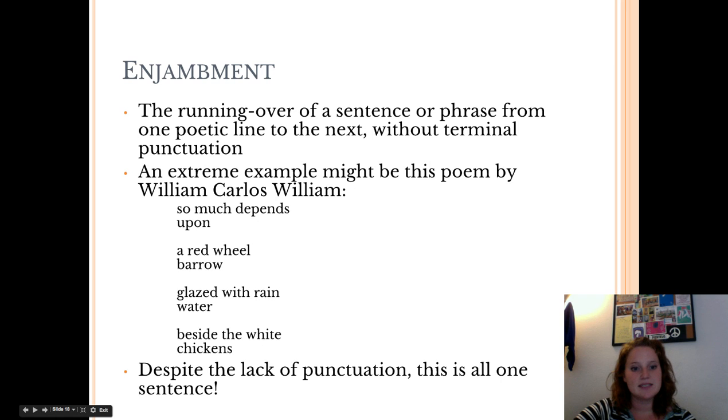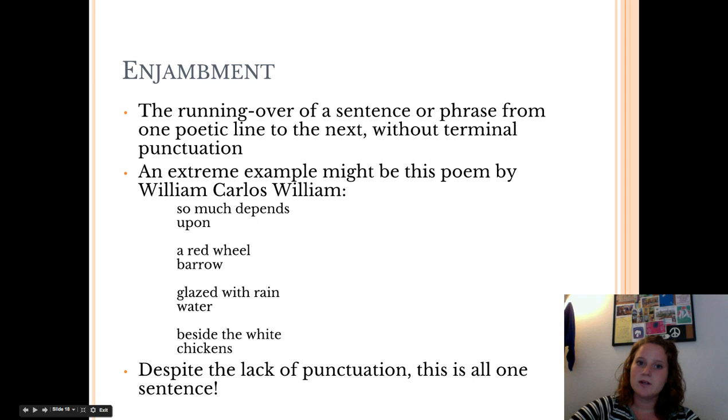"So much depends upon a red wheelbarrow glazed with rainwater beside the white chickens." When we read this whole poem, it's actually just all one complete sentence. And we read it that way. We read it like you would read it if it were written horizontally on just one straight line across.